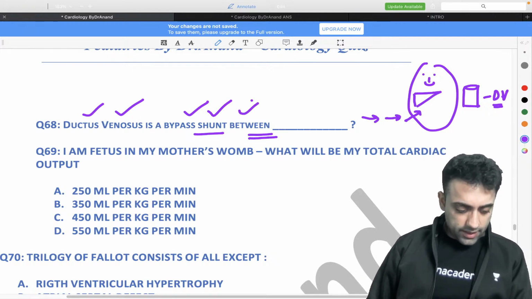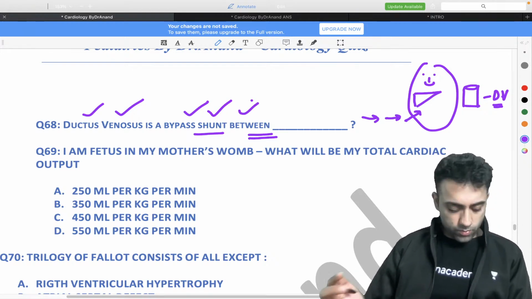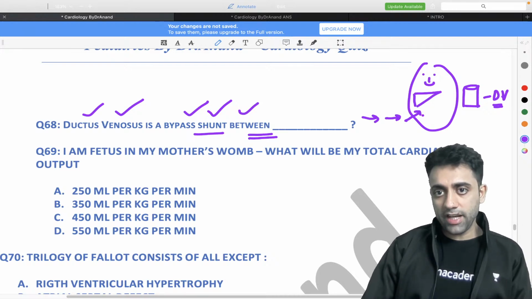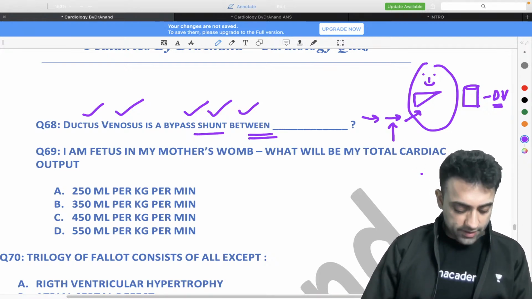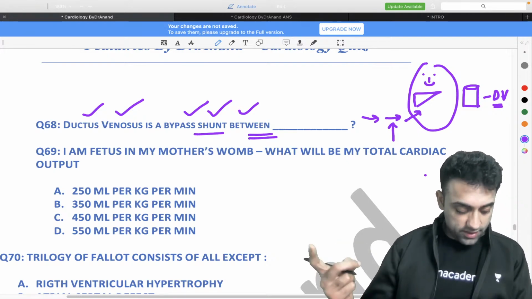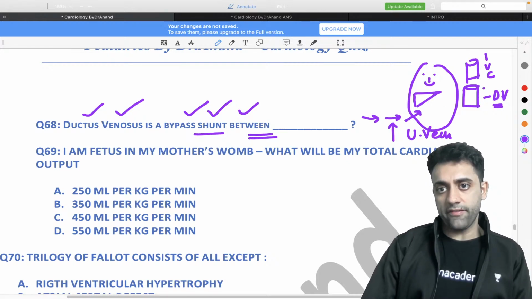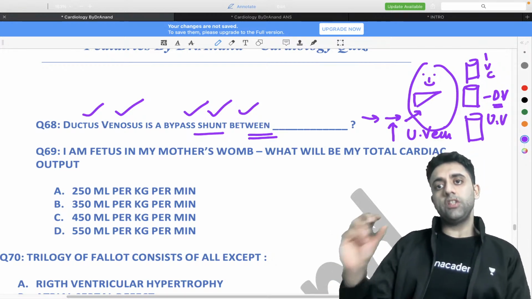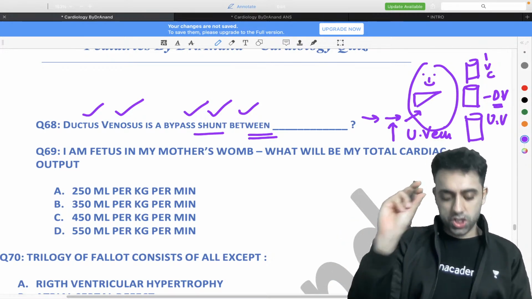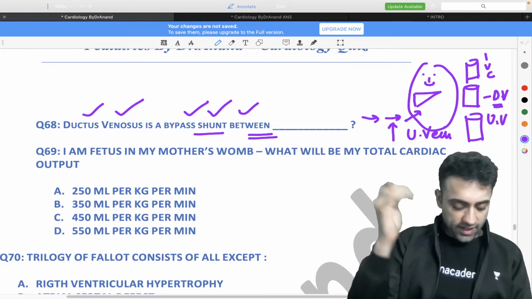Savan, what do you think? Ductus venosus is a bypass shunt between what and what? Who will tell me? What is this below? Anyone? Yeah, exactly, liver, and it is a bypass shunt. Savan is right. It is between the umbilical vein, and what is above? Above we have the inferior vena cava, and down we have the umbilical vein. So ductus venosus is a bypass channel or shunt between the umbilical vein and inferior vena cava.